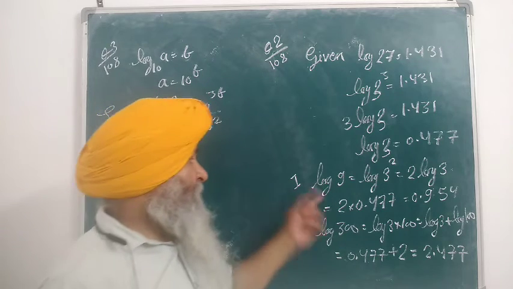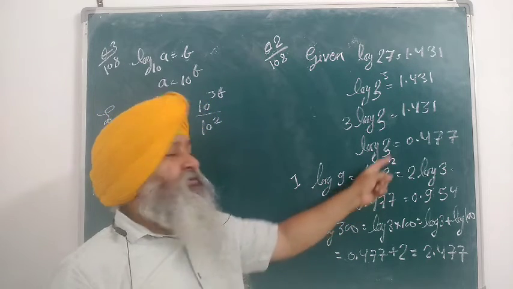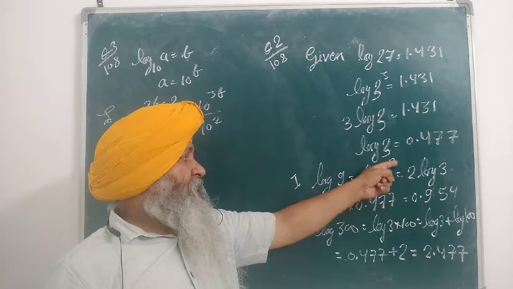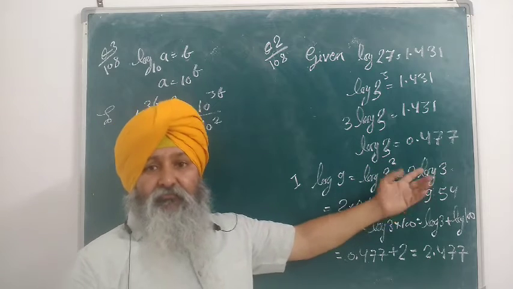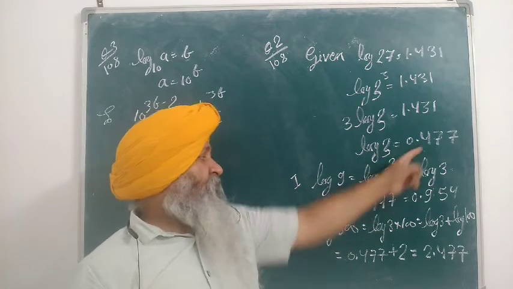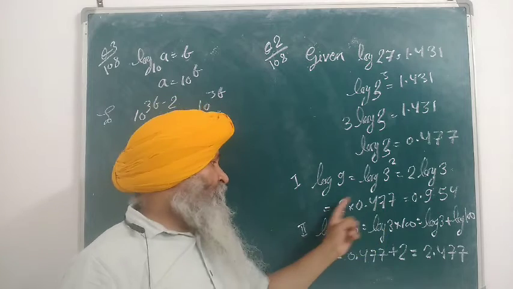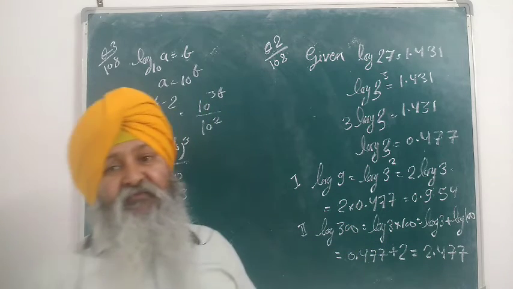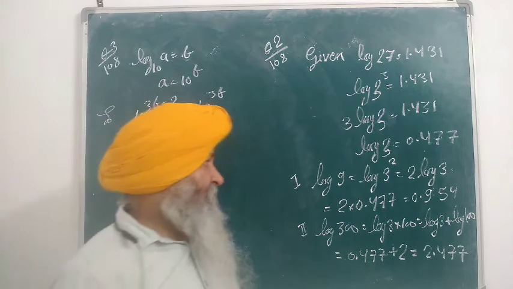Now the first part is to evaluate log 9. So what is log 9? Log 9 is log 3 square. You know that the 2 will come forward due to the property of log. Now 2 as it is. This is the value of log 3. You evaluate yourself: 2 into this, that is 0.954. This is your answer.